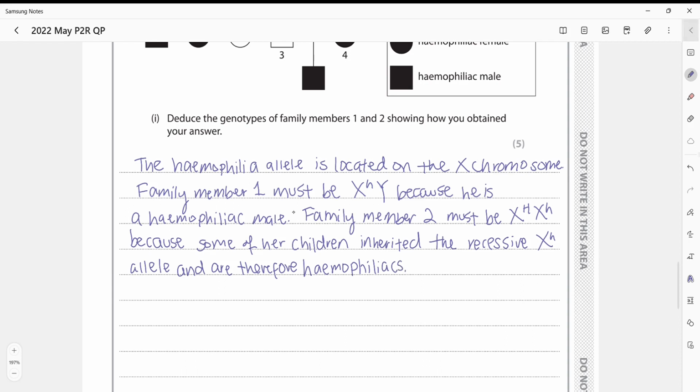Okay, let's go through the marking scheme for this. Located on the X chromosome is one mark. Family member 1 must be this, and family member 2 must be heterozygous. The allele is recessive, and it shows up in the next generation. So you mentioned that her children have inherited it.